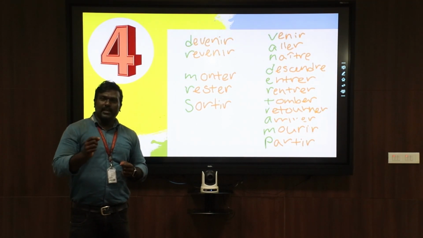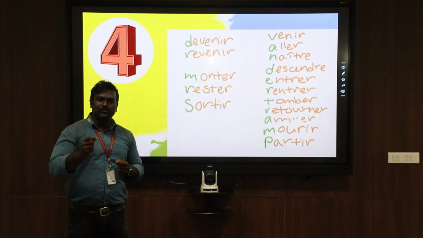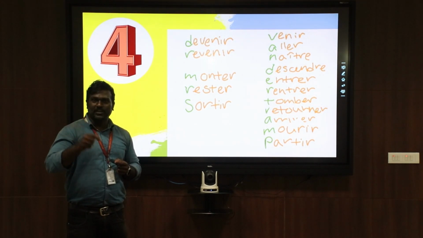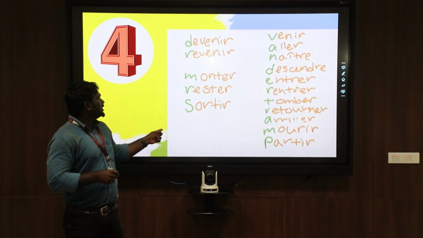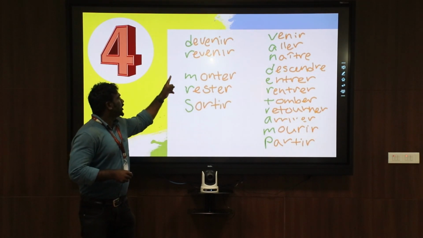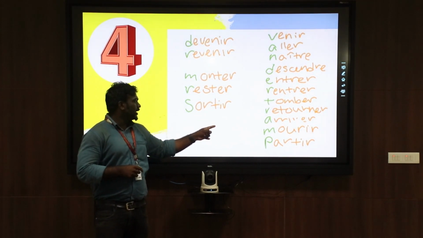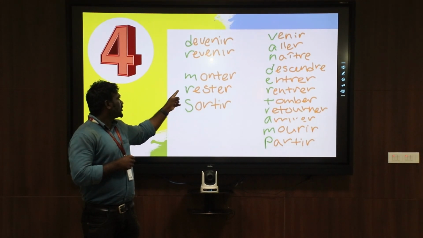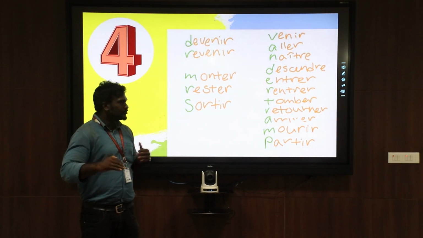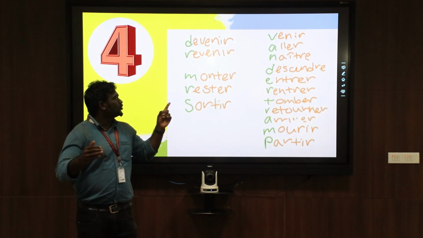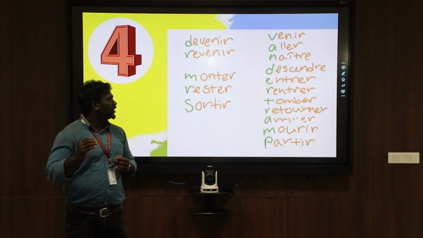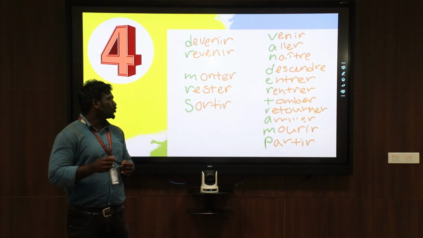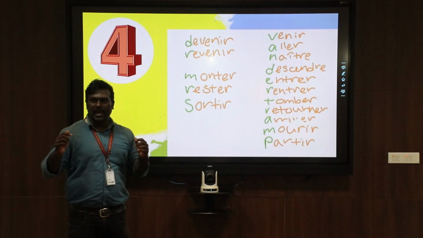We have already seen that we are going to use the être verb, that is the be verb, as auxiliary verb when we form passé composé in French, unlike in English. So we have these verbs: devenir, to become; revenir, to come back; monter, to go up; rester, to stay; sortir, to leave; venir, to come; aller, to go; naître, to be born; descendre, to come down; entrer, to enter; rentrer, to return; tomber, to fall down; retourner, to return back.